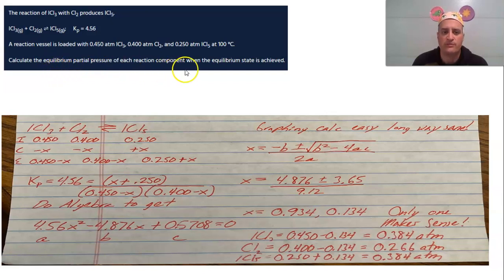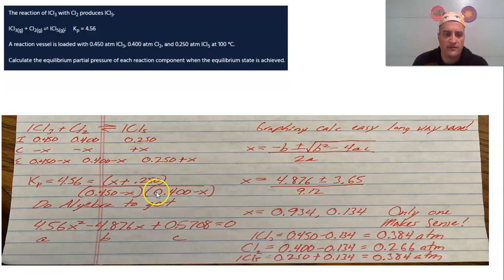So we're looking for the equilibrium partial pressure once equilibrium state is achieved. I got my RICE table started: reaction, initial, change, equilibrium. So initially, I have this, this, and this. My coefficients are all 1, so my changes are going to be subtracted for the reactants, added for the products. And so my equilibrium as such.